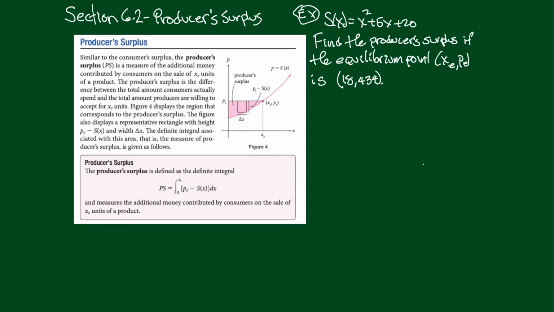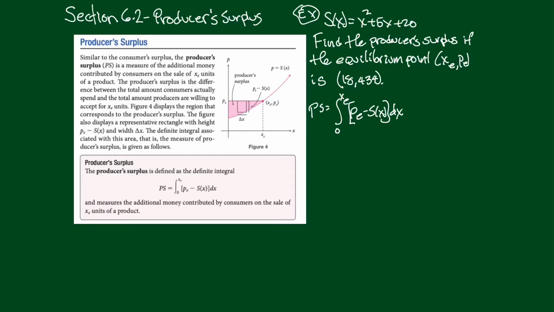Let's start with an example here. Suppose that the supply curve is given by this function right here, where x, of course, is the number of units to be sold. Find the producer's surplus if the equilibrium point, x sub e, p sub e, is (18, 434). So we'll just start here with our definition of producer's surplus. It's defined by this definite integral from 0 to x sub e of p sub e minus s of x dx.